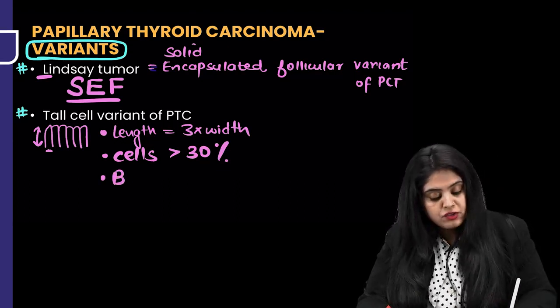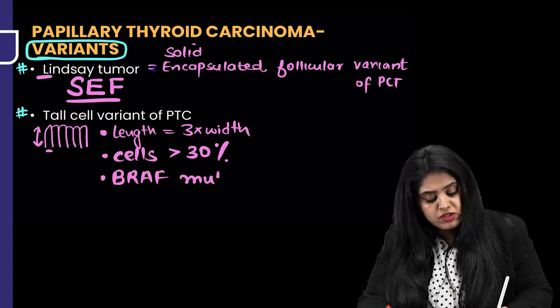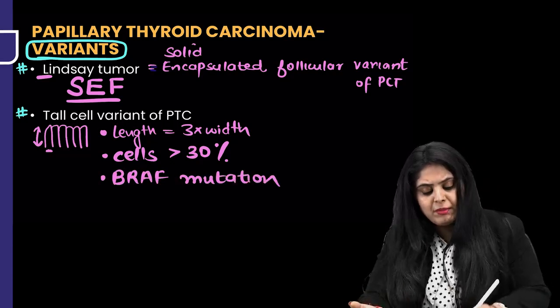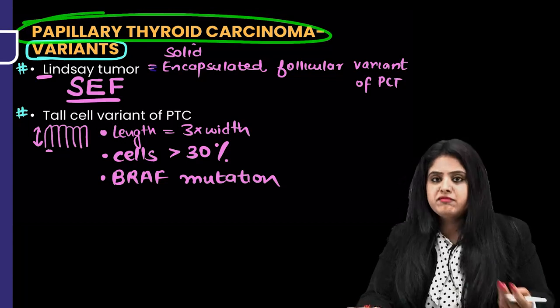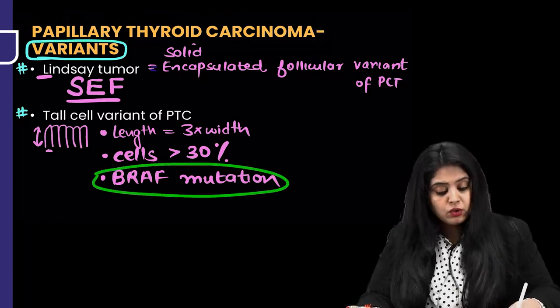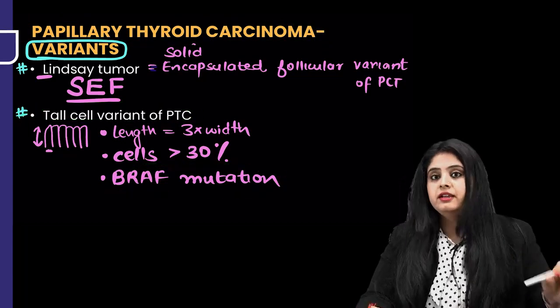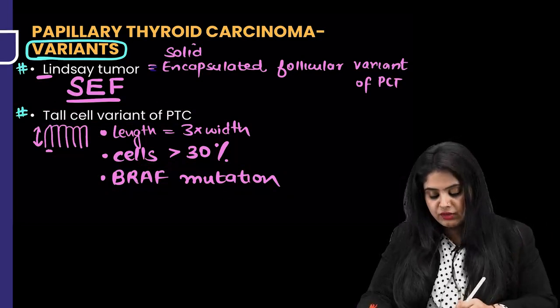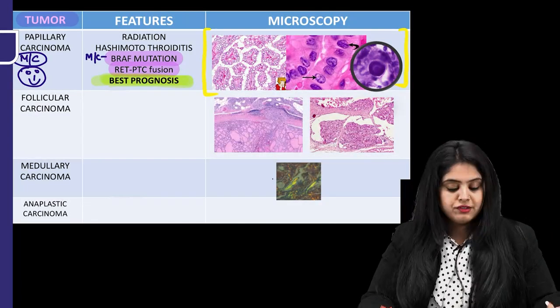And all of these show BRAF mutation. BRAF mutation mandatory. You will say, anyway ma'am, for papillary carcinoma thyroid we were having BRAF mutation only. But for the tall cell variant it is mandatory. Without it you can't give the diagnosis. So that wraps up your papillary carcinoma thyroid.